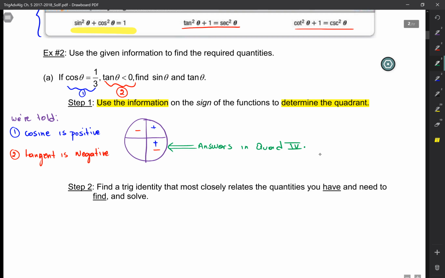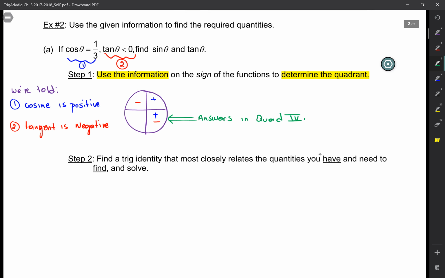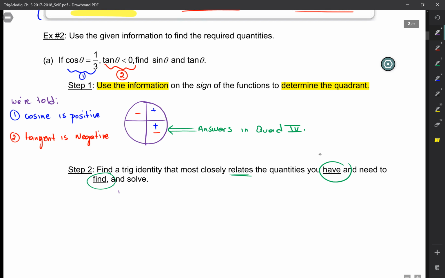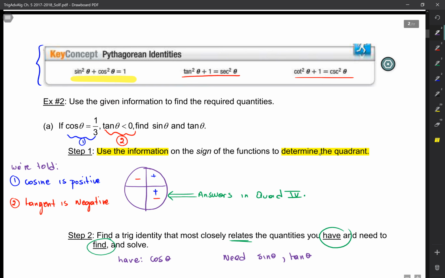Okay? All right, so that's the first thing you do, is determine the quadrant. Once you've determined the quadrant, you have to now search for a trig identity that most closely relates the quantities you have and the quantities you need to find. So in this case, I have cosine. I need sine, tangent. Okay? So which ones relate cosine to one of the other two.